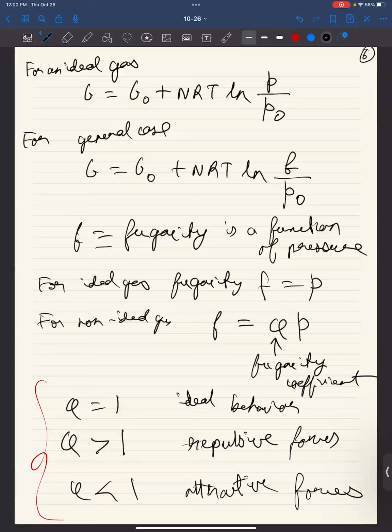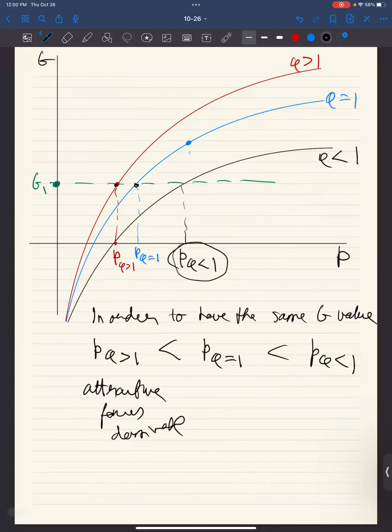So phi. Oh, there's still a problem. Something is wrong. So you're saying this is true? Yes, I'm convinced my proof is correct. So where am I making a mistake? When I'm looking at some random website, which is probably correct, it says that phi less than one is when attraction dominates.